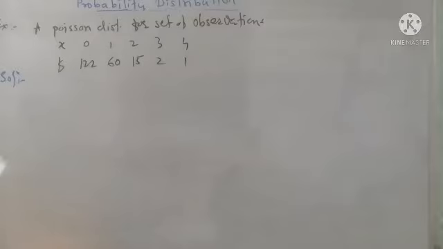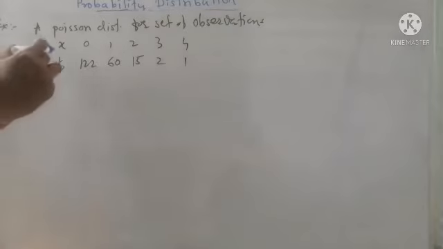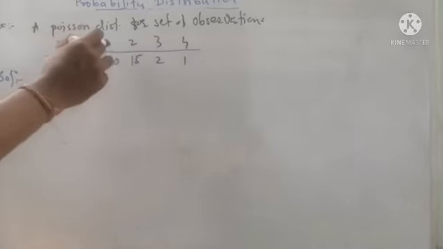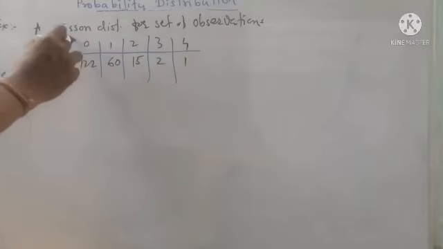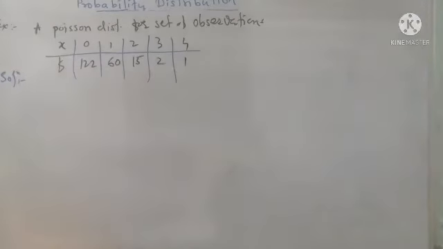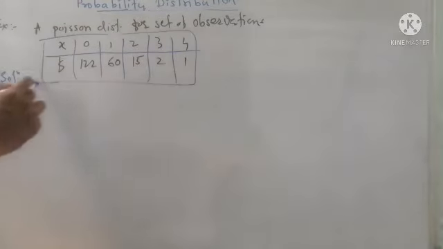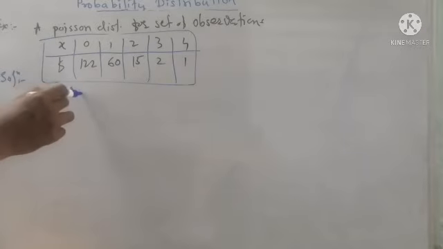Fit a Poisson distribution for the given set of observations. In this type of example, we have to fit a Poisson distribution, where the variable values are given here as x equal to 0, 1, 2, 3, 4. So we have to find P(0), P(1), P(2), P(3), P(4) using Poisson distribution. For this we first have to find the mean of this distribution. For that we take the distribution table.